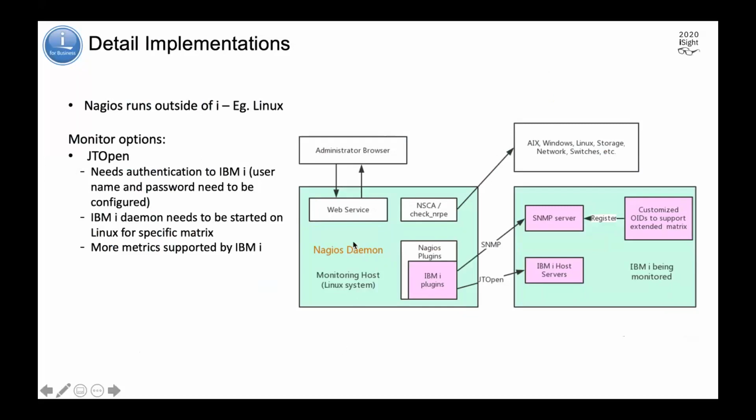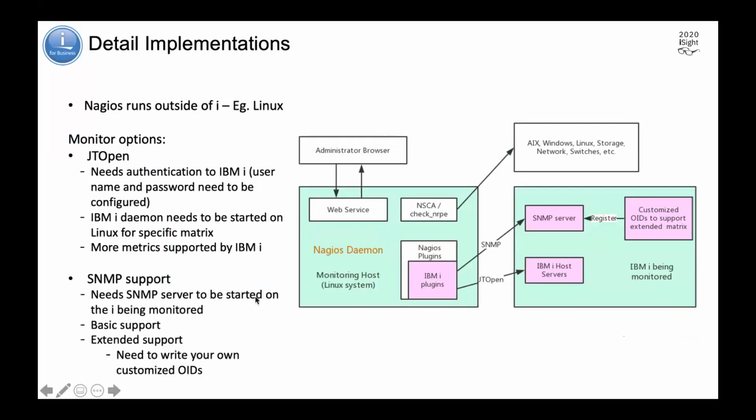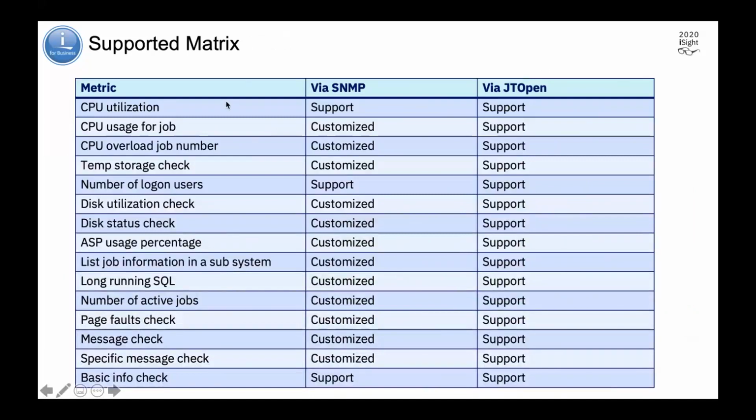And at that point, once you've done that, you could also use SNMP, but we don't recommend that from an IBMI perspective. And you can get access to this core list of metrics. There's some good stuff here for certain.